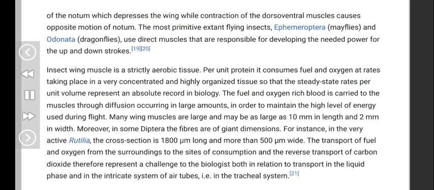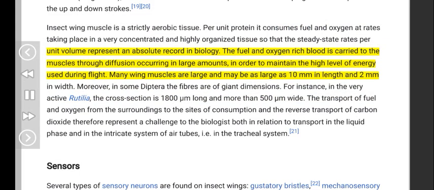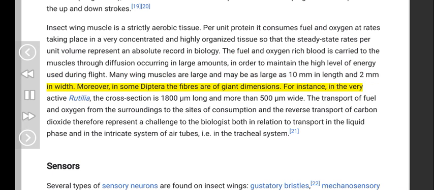The fuel and oxygen-rich blood is carried to the muscles through diffusion occurring in large amounts, in order to maintain the high level of energy used during flight. Many wing muscles are large and may be as large as 10 mm in length and 2 mm in width. Moreover, in some Diptera the fibers are of giant dimensions. For instance, in the very active Rudelia, the cross-section is 1,800 micrometers long and more than 500 micrometers wide.